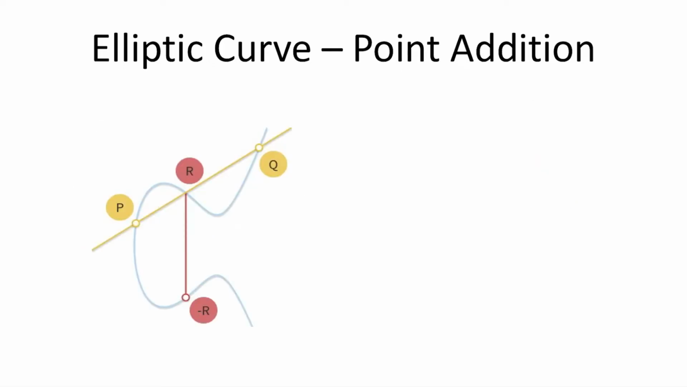So, for instance, if we want to add points P and Q on this curve right here, we're going to draw a line through these 2 points, P and Q. As you can see here, this line intersects the curve at a third point, R. So, the result of addition of points P and Q is actually the reflection of this R point, or its inverse. So its reflection is this point right here, which is the same x coordinate, but minus y.